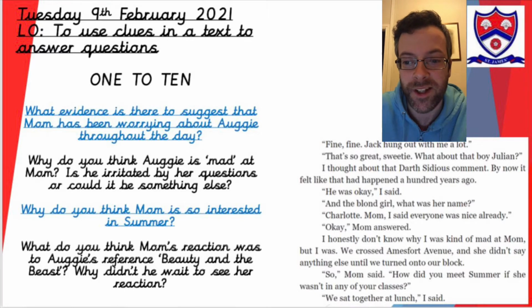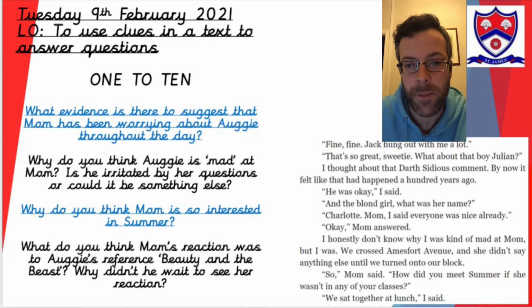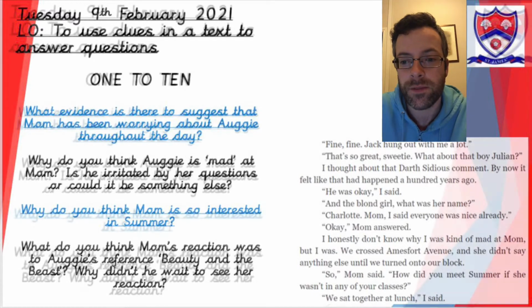"That's so great, sweetie. What about that boy Julian?" I thought about that Darth Sidious comment. By now it felt like that had happened 100 years ago. "He was okay," I said. "And the blonde girl, what was her name?" "Charlotte." "Mum," I said, "everyone was nice already." "Okay," Mum answered. I honestly don't know why I was kind of mad at Mum, but I was. We crossed Amersfoort Avenue and she didn't say anything until we turned back onto our block. "So," Mum said, "how did you meet Summer if she wasn't in any of your classes?" "We sat together at lunch," I said.